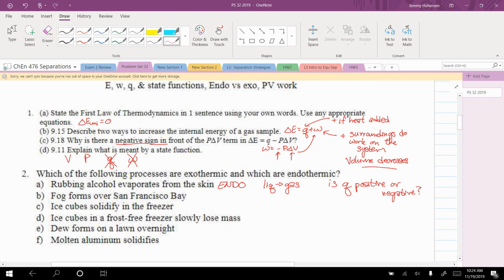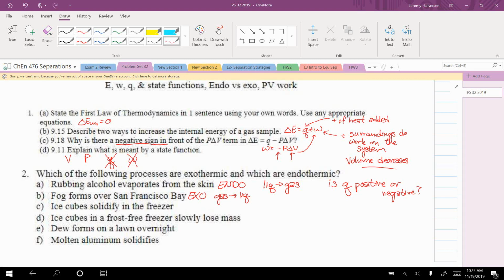Fog forms over San Francisco Bay. So kind of the background knowledge you had to have here is that when fog forms, it's water from the air that's condensing, and so you get these clouds of fog. So if I'm going from a vapor to a condensed liquid, that's going to be exothermic, because I'm going from gas down to a liquid. And if I asked you when I'm going from liquid to gas, do you have to add heat or take it away? You'd say add it, so then going from gas to liquid, it would release it, so it's exothermic.